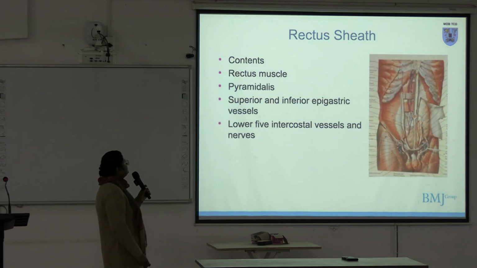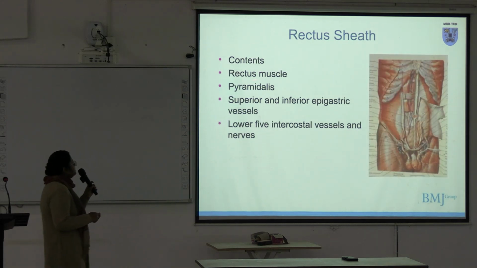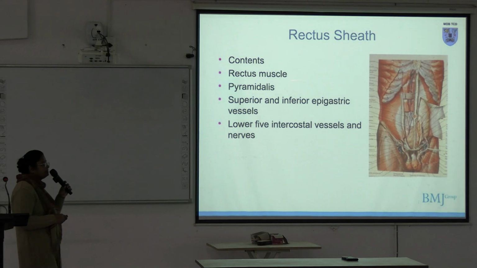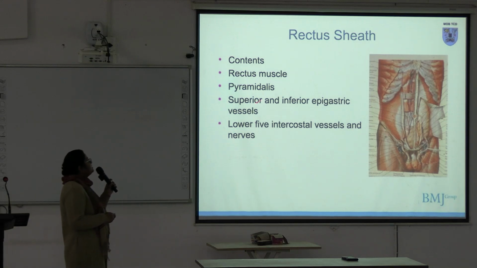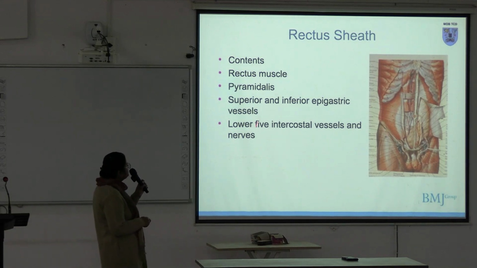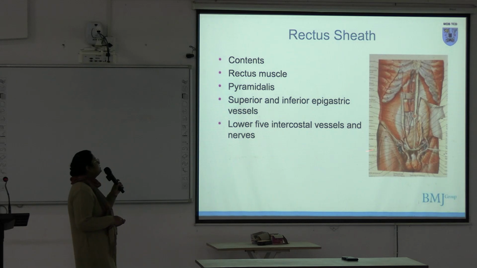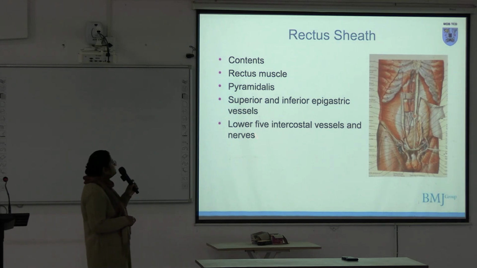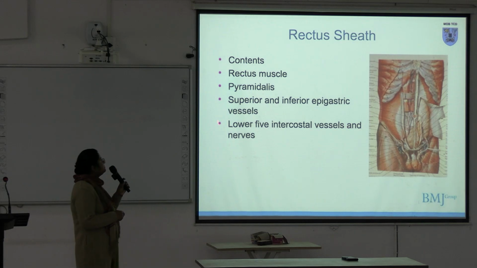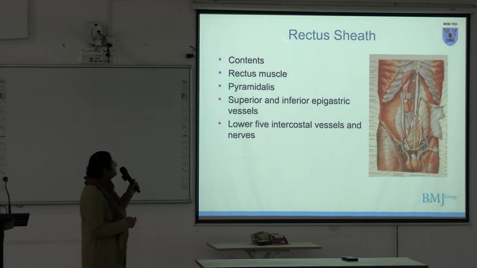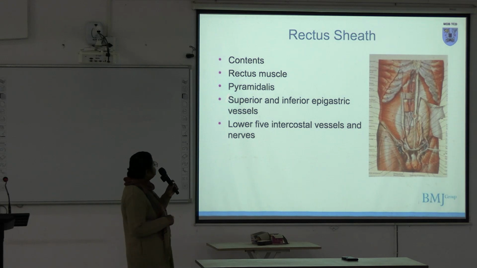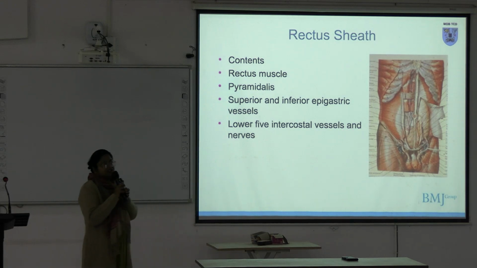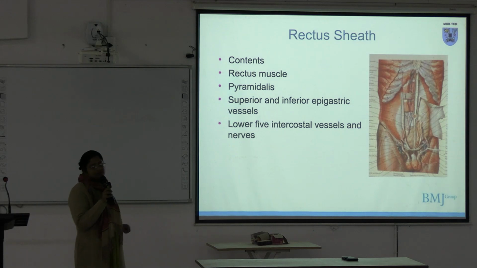Next, what are the contents? The contents are the rectus abdominis muscle, pyramidalis, superior and inferior epigastric vessels, and lower 5 intercostal vessels and nerves. All these you have to see. This may not be clearly seen, and pyramidalis, if present, you have to see. These are the contents of the rectus sheath. It is a very frequently asked question, a very important OSPE question, also given in your theory.